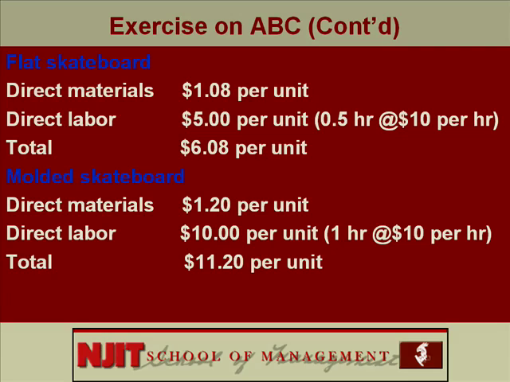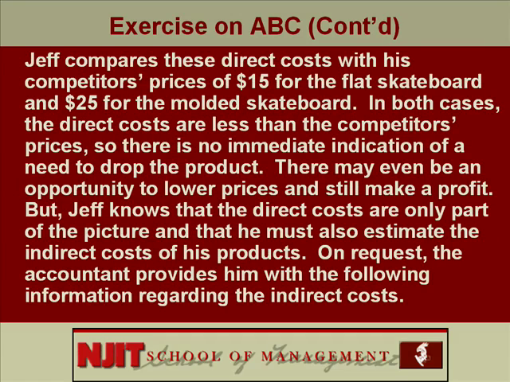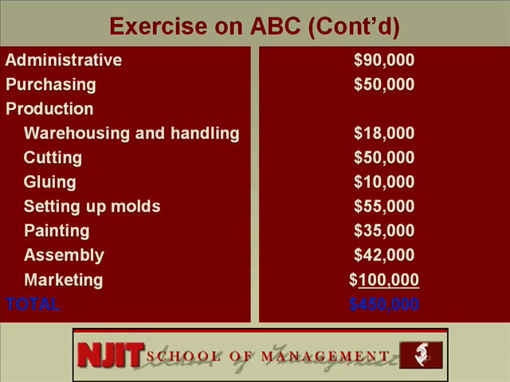Here's some more information for you. Jeff, the owner, is wondering what the indirect costs or overhead related to his business are. Read this, then print it out. Here's the information on overhead. The total overhead broken down by function or activity is $450,000. The breakdown is given to you. This is part of the problem. Print this out.